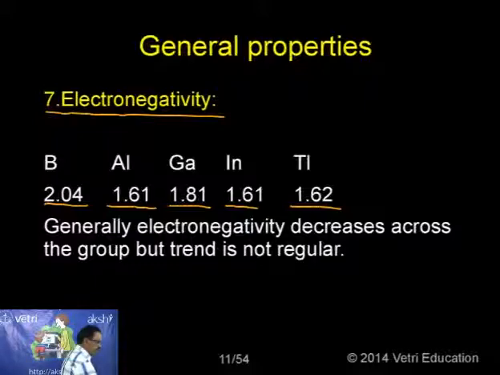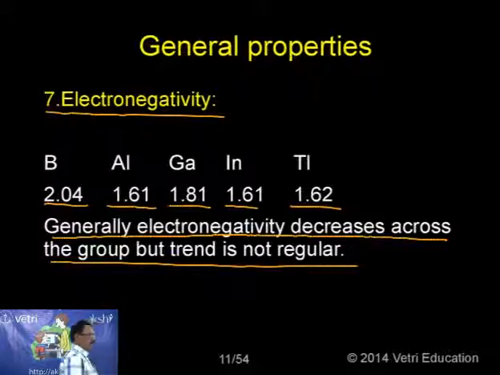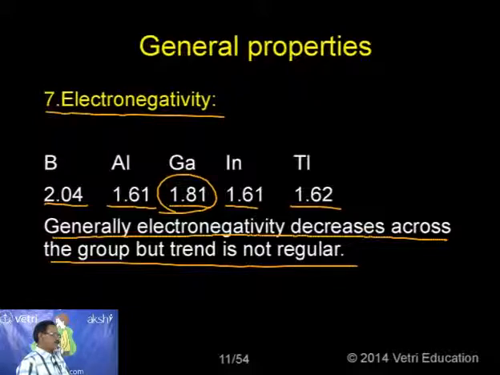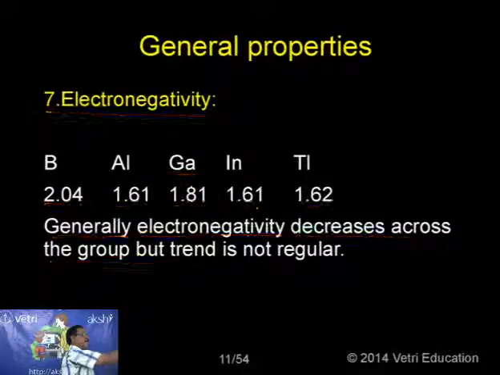Here, generally electronegativity decreases across the group, but the trend is not regular. So just to compare, gallium is showing an exceptional case. Generally, electronegativity decreases because this is according to the other groups. Generally, in all the groups, electronegativity decreases down the group and increases across the period. So this boron family also obeys that, but the exception is gallium.